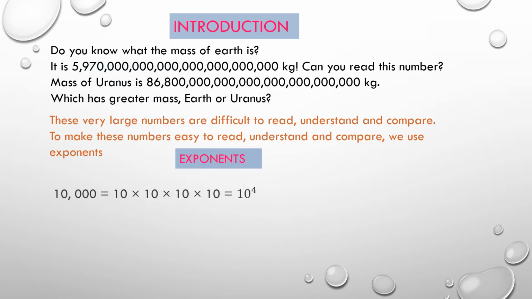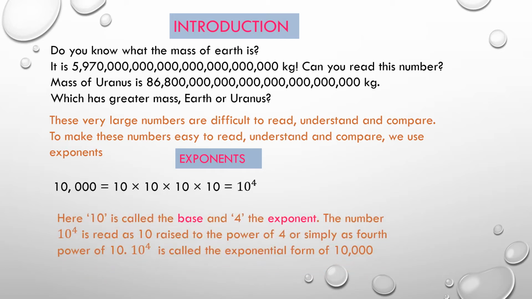10,000 can be expressed as 10 into 10 into 10 into 10. And this can be written like this. Here, 10 is called the base and 4 the exponent. This number is read as 10 raised to the power of 4 or simply as 4th power of 10. 10 raised to 4 is called the exponential form of 10,000.